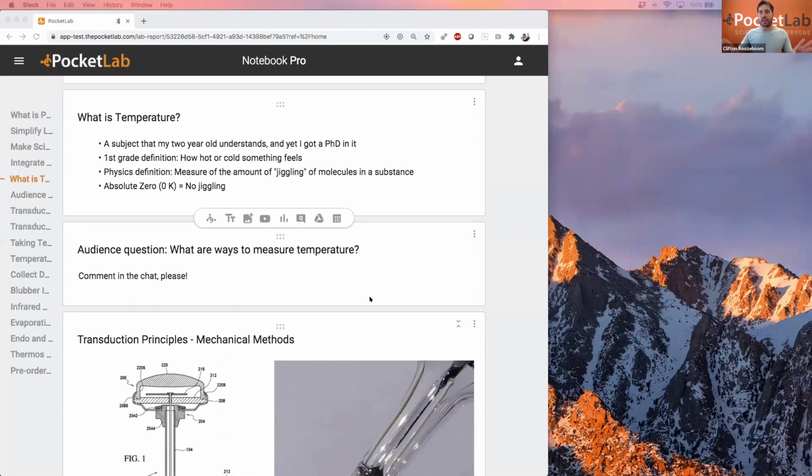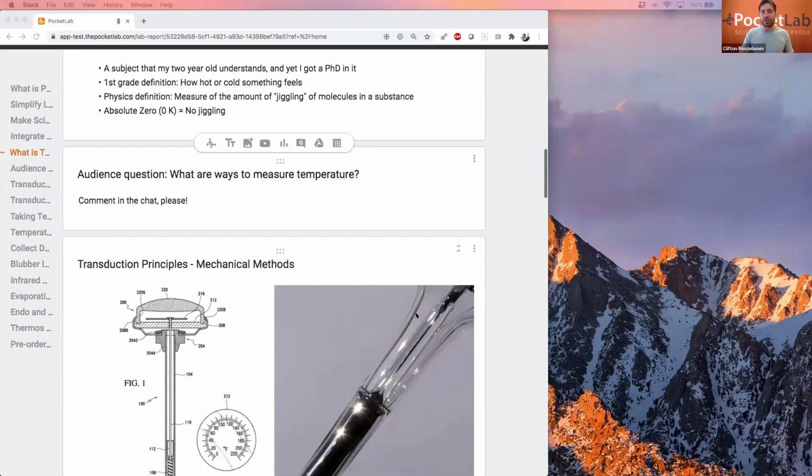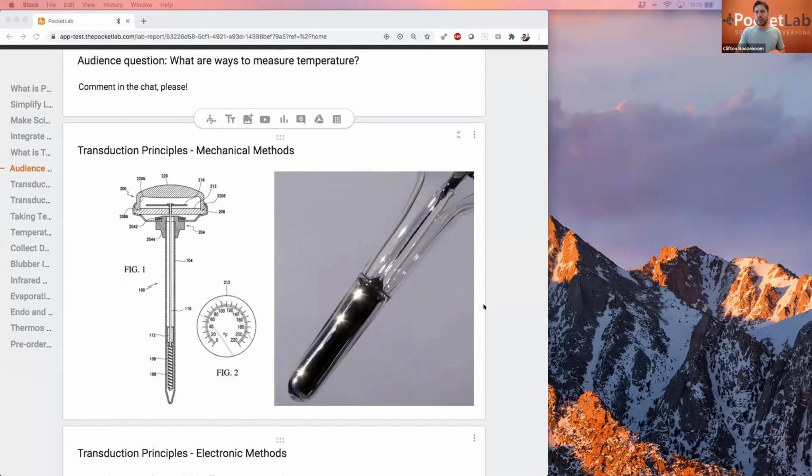So I want to poll the audience and ask you a question. What are ways that you know or have used to measure temperature? Put it into the chat. I'll see it scrolling by, and I'll go through some that I know of and that you've encountered. So throw up what you've used: thermometers, thermal cameras, probes, fingers, yeah, your sense of touch. All those are great. So let's talk about transduction principles.